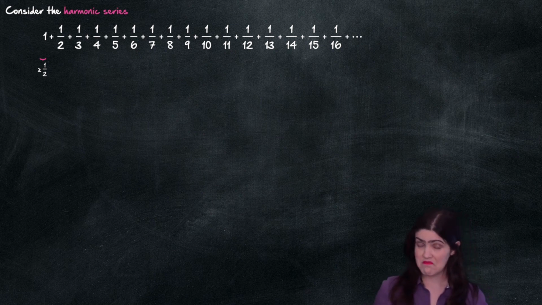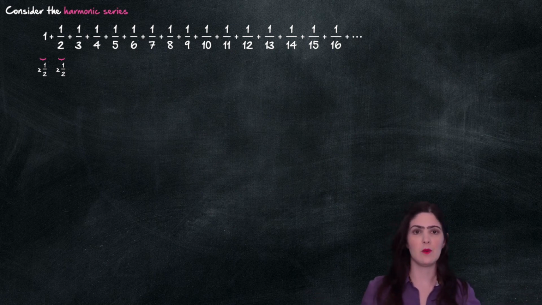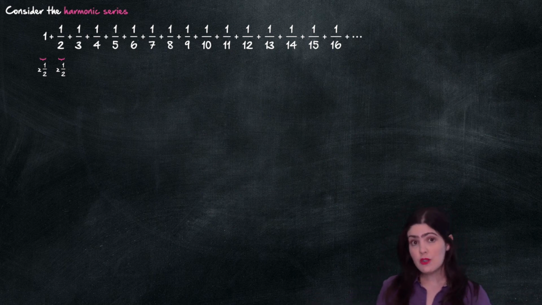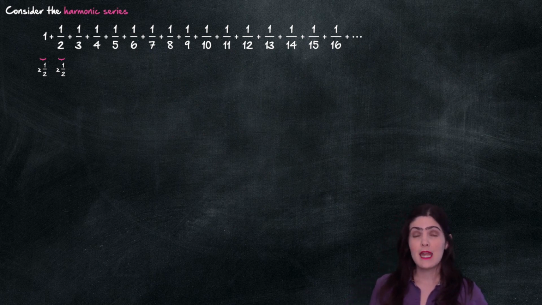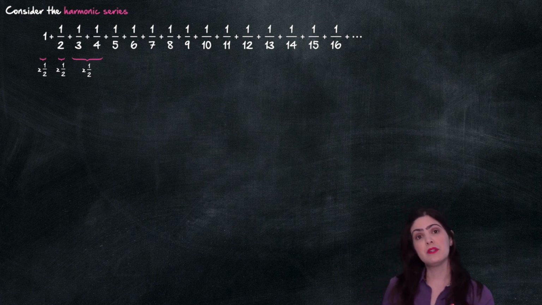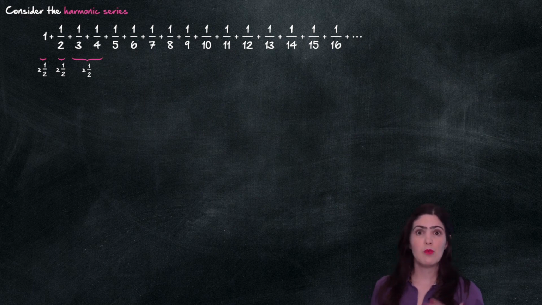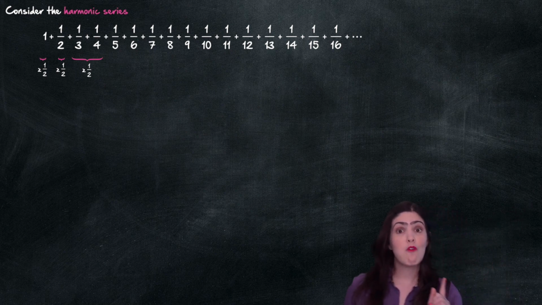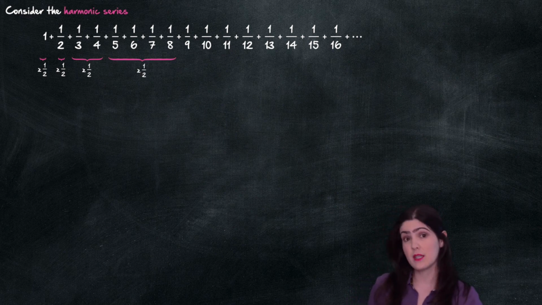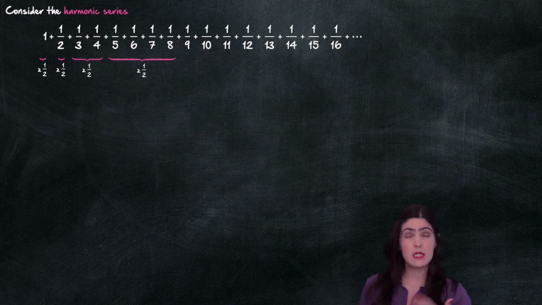1 is greater than or equal to 1/2. Good, you believe me. 1/2 is equal to 1/2, so in particular it is greater than or equal to 1/2. The next term is not greater than or equal to 1/2, but if I add the next 2 terms, then their sum is, because 1 over 3 is bigger than 1 over 4, and 1 over 4 plus 1 over 4 is just 1/2. And the next term, again, is not bigger than 1/2, but if I add the next 4 terms, their sum is bigger than 1/2, because each one of these terms is greater than or equal to 1 over 8, and we have 4 of them. So 4 times 1 over 8 is 1/2.